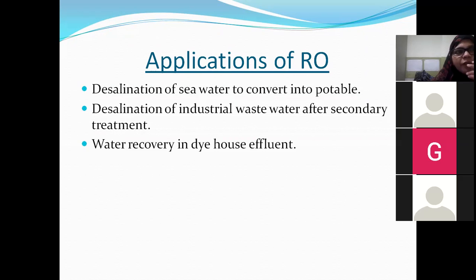Then water recovery in dye house effluent, जहाँ dyeing process होता है. Okay, dyeing process कहाँ पे? जहाँ पे आपका कपड़ों का dye होता है, तो वहाँ पे हम क्या use करते हैं? We use the color, that is dye, in water. पानी में उसको dissolve करते हैं, and into that the yarn and your fabric is dipped for dyeing process. तो उसको dye करने के बाद वो पानी को क्या करते हैं?